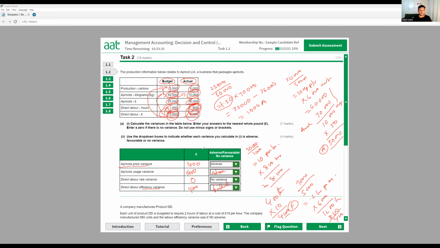Remember, on the variance, you always have to show the pound, not the hour or the kilo. We don't show the efficiency or the labor or material with the hour or the kilogram. We show it with the value. The value is always multiplied with the standard rate. Remember that. Never ever multiply with the actual rate. Always multiply with the standard rate. All right, so let's move to the next one.